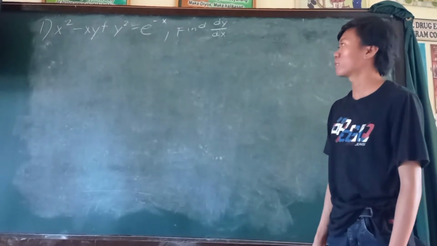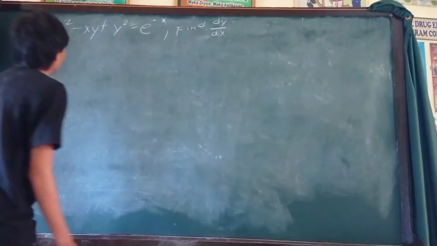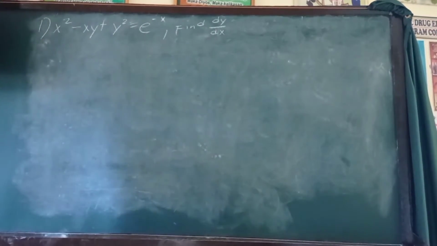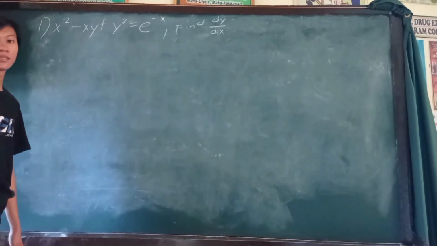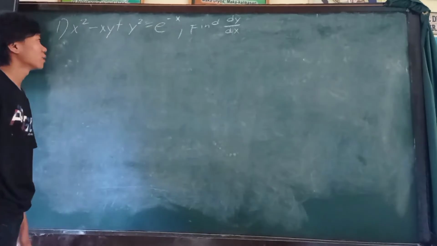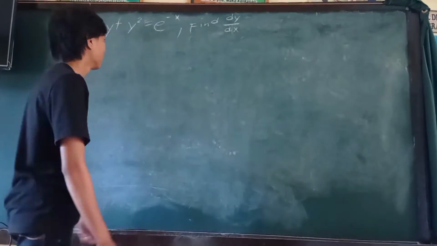So, good day sir, this is the number one that I'm going to discuss. x squared minus xy plus y squared is equal to e raised to negative x. Find the dy dx.